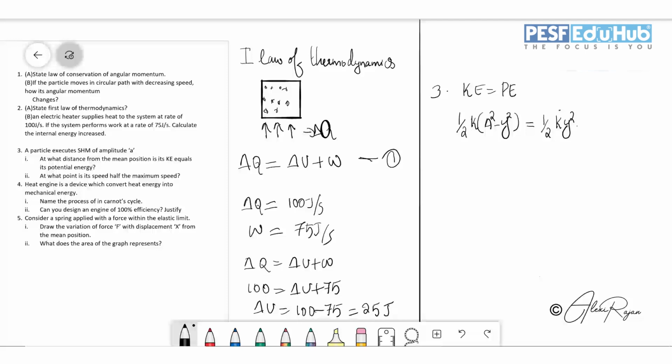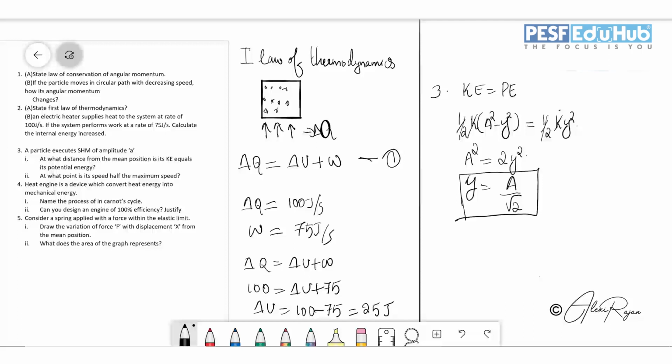This is the equation. Just go through that chapter and you will get these particular equations. So half k (a square minus y square) is equal to half k y square. From there half cancels, and you just do the things and you will get to a conclusion. K cancels, and from there a square is equal to 2 y square. From there y is equal to a by root 2.